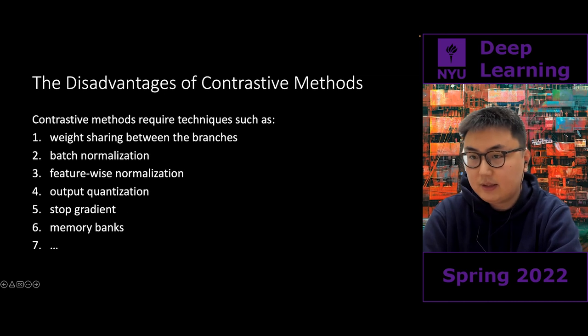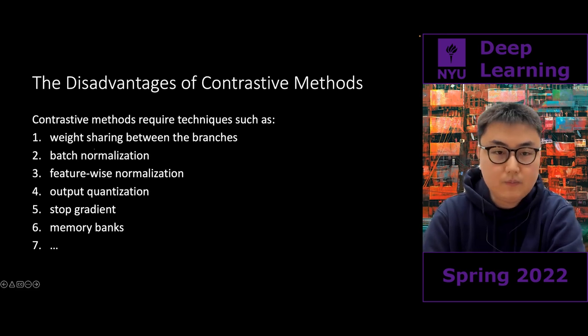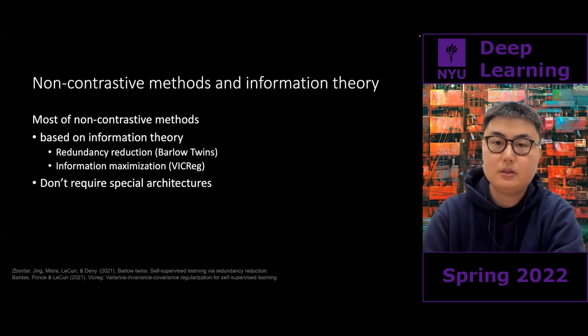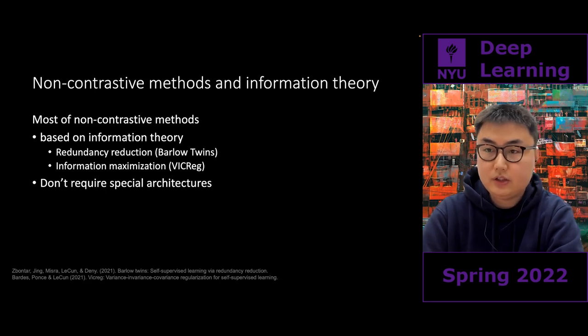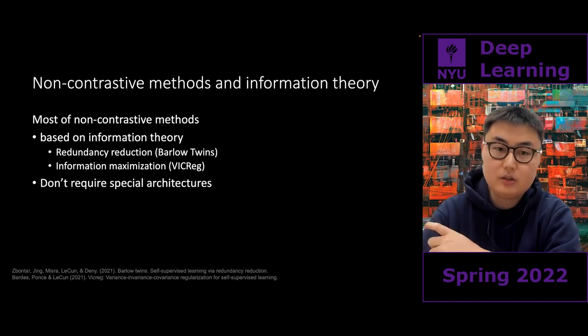In practice, it introduces a lot of engineering tricks, which makes it really hard to analyze in theory how it works. Also, sometimes it's really not stable if you don't use those. So then a bunch of non-contrastive methods were introduced, based on information theory, saying the representation shouldn't have much redundancy. It's called redundancy reduction.